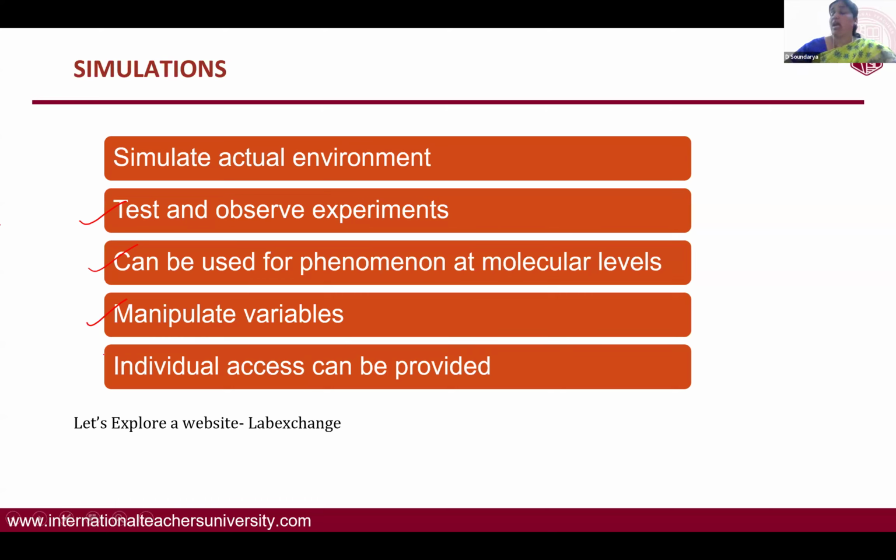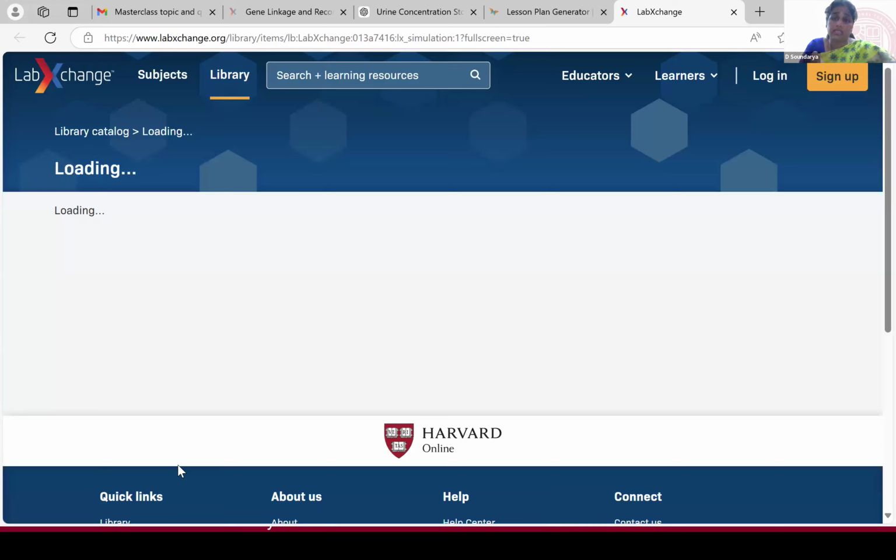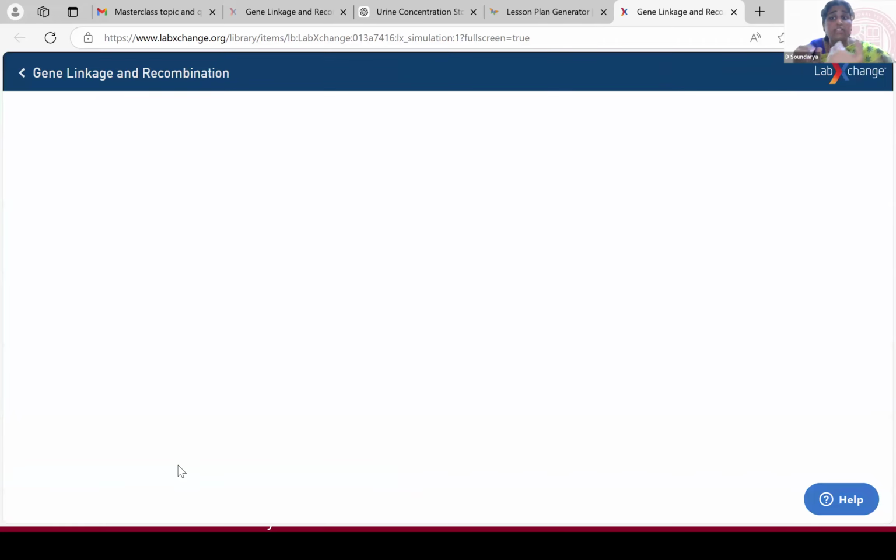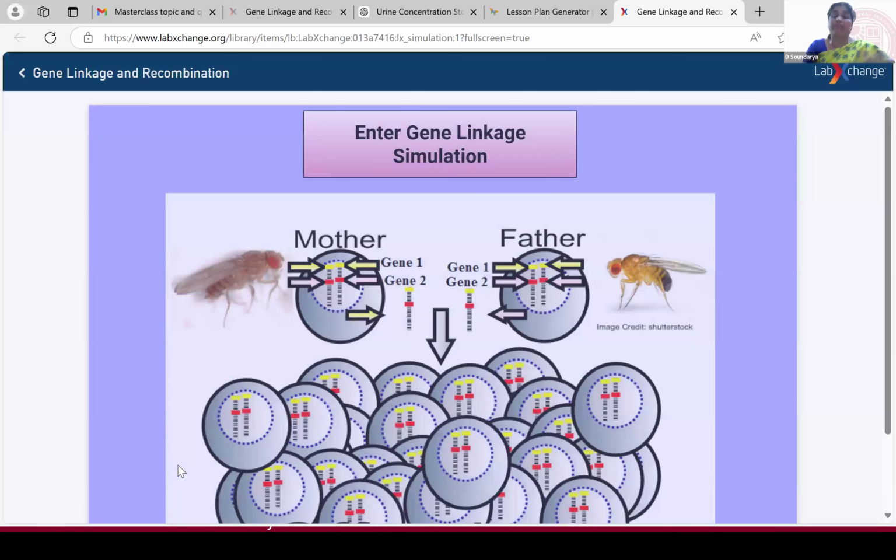To help you understand how this is done, I have a very interesting website which I explored recently. It's called Lab Exchange. Let me take you to that website. It's basically a website which provides you innumerable simulations and innumerable videos to go through, and we can use them in the classroom. If your class is technologically enabled, even students can access this website and go straight to the particular link that you share with them, and they can find out themselves.